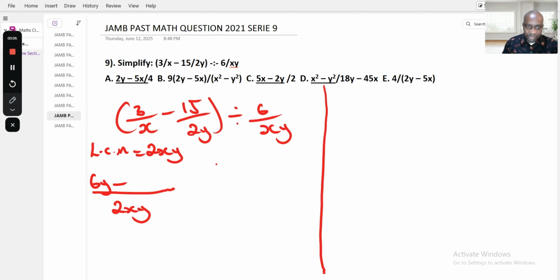What do we have left? x times 15 is going to give us 15x. This division that we have here, if you want to change it to multiplication, it means that the denominator will come up while the numerator will come down. Multiply by xy over 6. We have turned the division into multiplication.